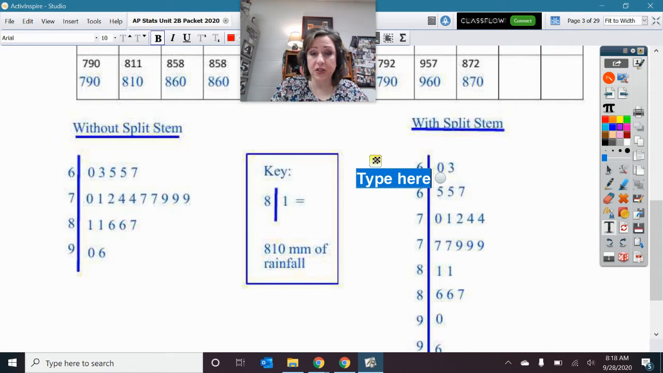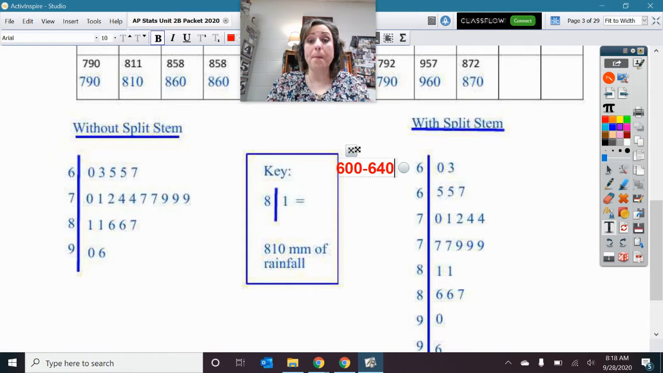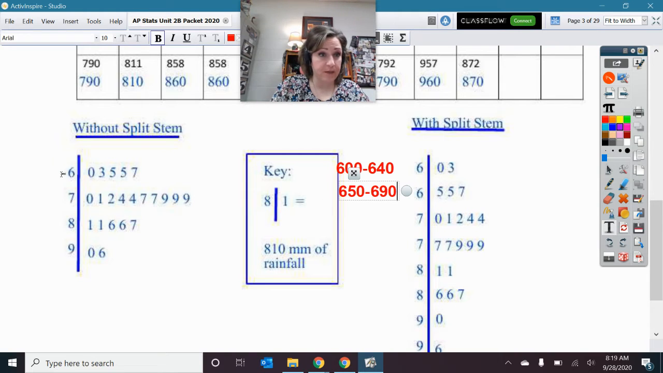Because you know that this stem here is going to represent the 600 to the 640s, up to 650. And then the second one is going to represent the 650s up to 690, because once you get into the next group, that's the 700s. Okay, so you have got those. So if I split the stem, then 0 and 3 would be in the first 6 group, 5, 5, 7 would be in the next group. All right, and so on. So I did all of that data.